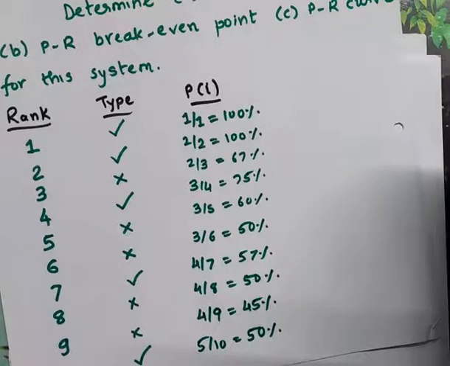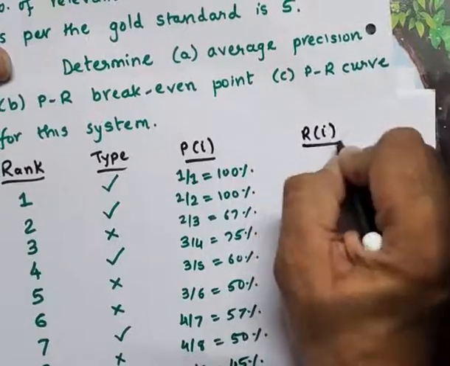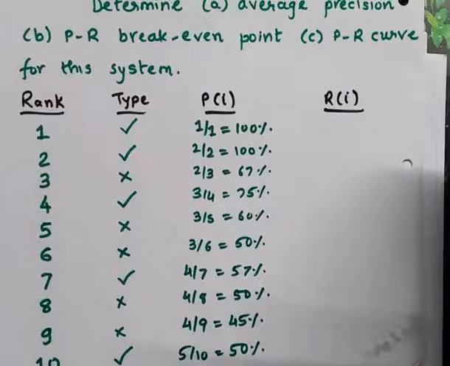Once we obtain these values, let us go for the recall values. Again, what will be the formula to obtain recall values? As we know, there are 5 documents in the gold standard with the gold standard label. Out of those 5 relevant documents, how many is our system able to report in the response set at each rank position, that will be the recall.